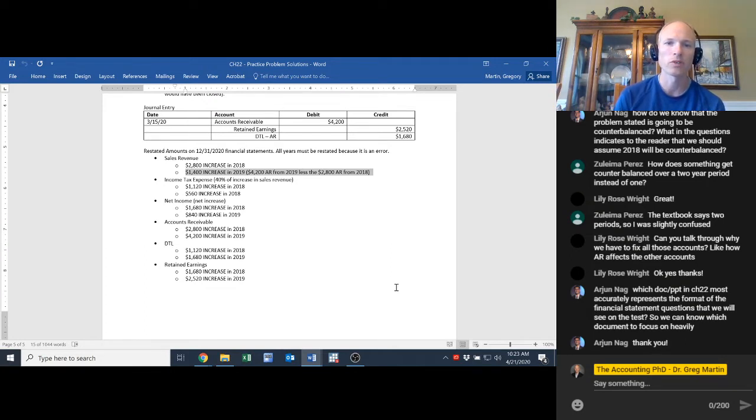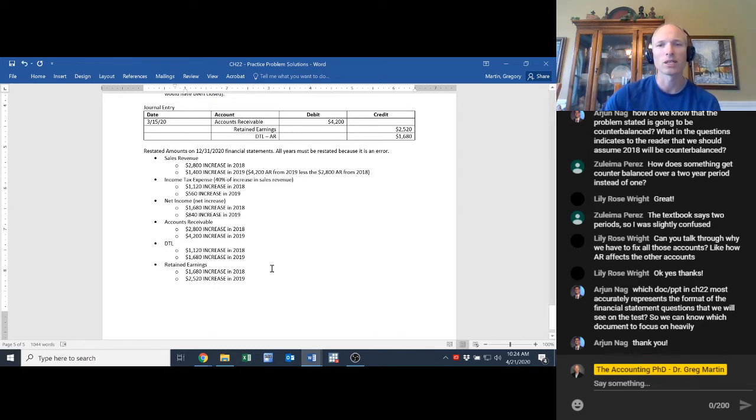Similarly, for income tax expense, the income tax expense is going to reflect the change in revenue, so it's the tax effect from that. Of course, 40% of 2,800 is 1,120, and 40% of 1,400 is 560, and so that's why we have an income tax expense increase in both years. And that should say 2019 instead of 2018, that's just me being lazy with my cutting and pasting.